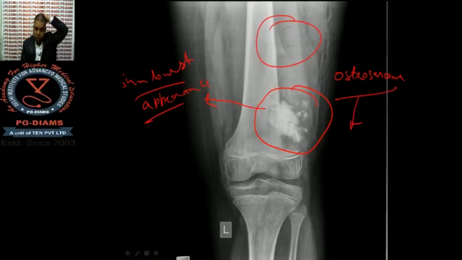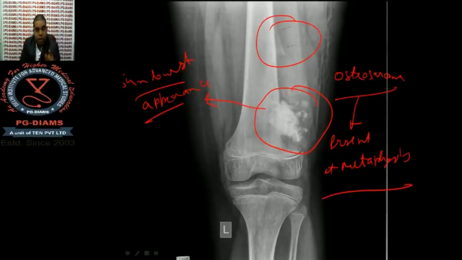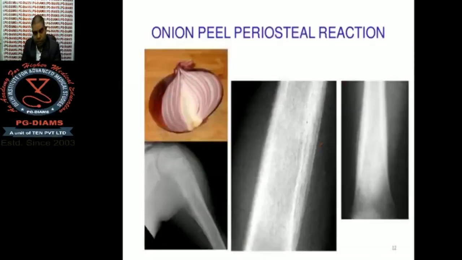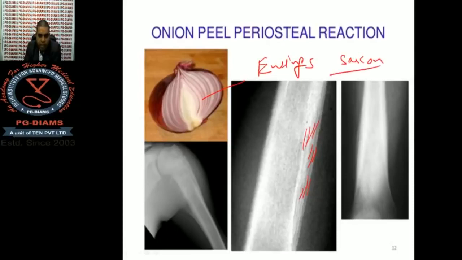One thing about osteosarcoma is that it is present at the metaphysis. So if this X-ray comes, it is of osteosarcoma. Then in this X-ray, you are finding onion peel appearance in the periosteal region, just in the outer part. This is the onion peel appearance, and this is characteristic of Ewing sarcoma.